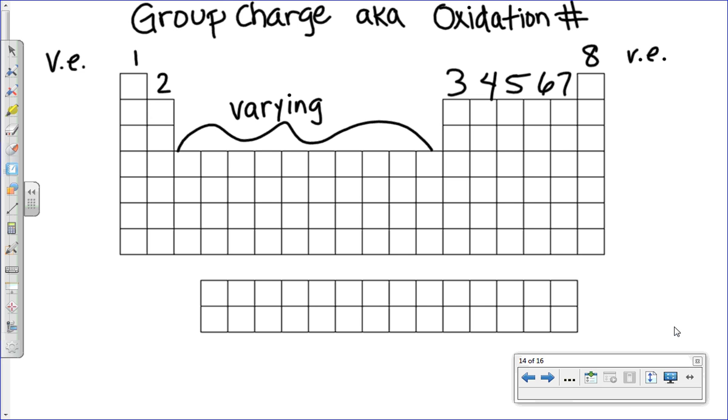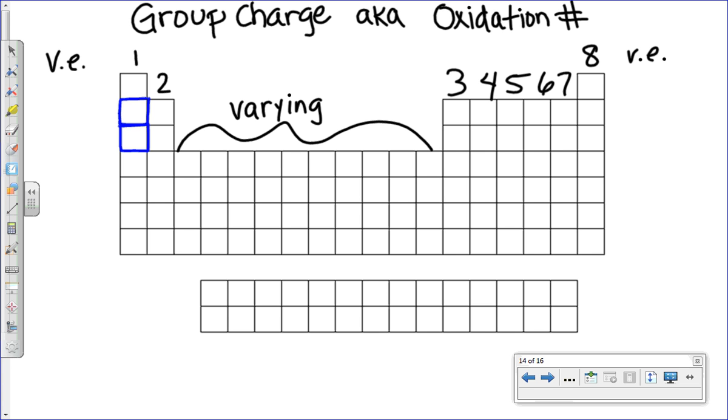So if we're looking at, let's say lithium here in group 1, what's the magic number that it's trying to get to in order to achieve stability? 8 valence electrons. Well, lithium is actually trying to get to 2. Let's look at the one beneath it, sodium. Sodium is trying to get to 8. So it has 1 valence electron.